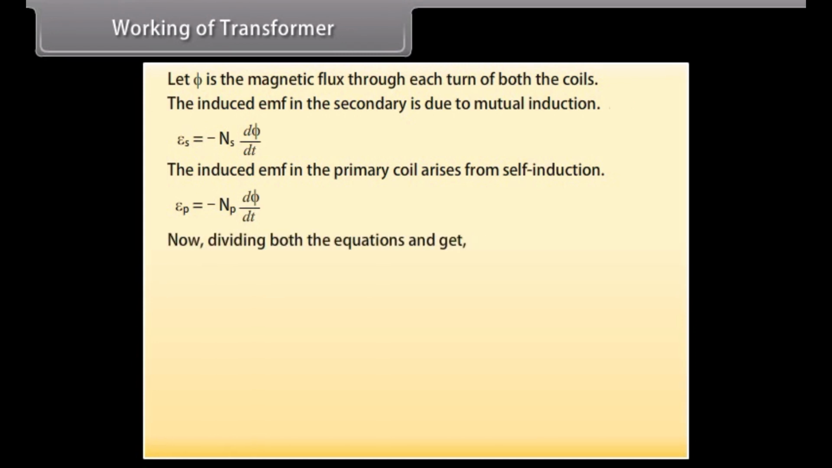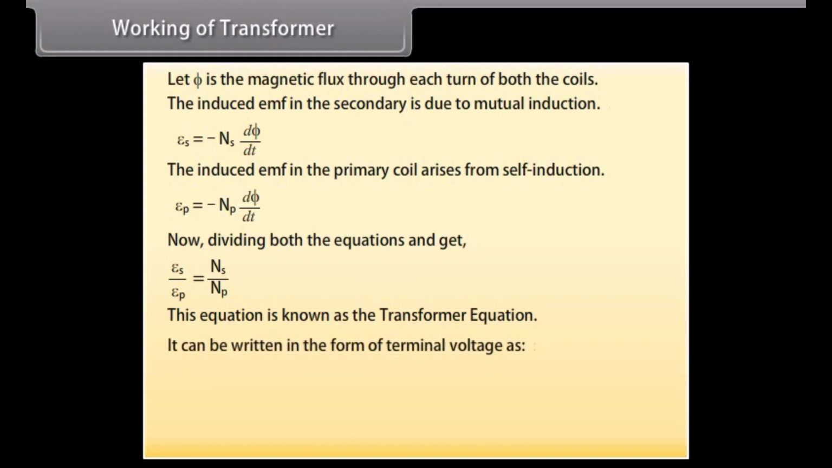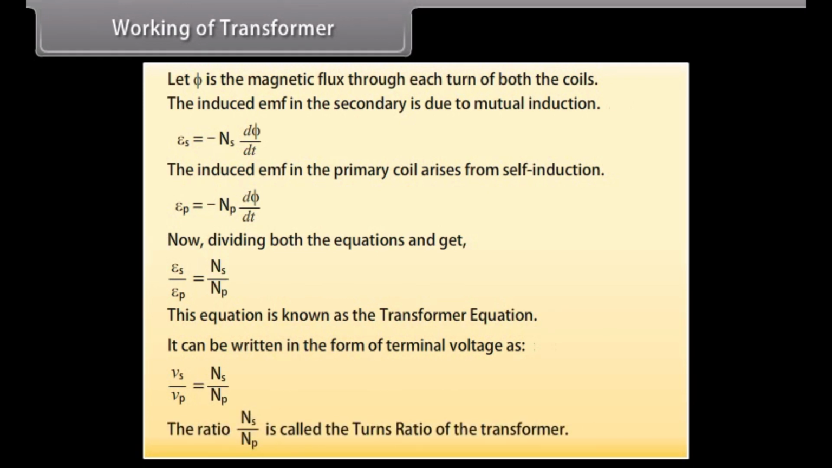Now, dividing both the equations, we get ES/EP = NS/NP. This equation is known as the transformer equation. It can be written in the form of terminal voltage as VS/VP = NS/NP. The ratio NS/NP is called the turns ratio of the transformer.